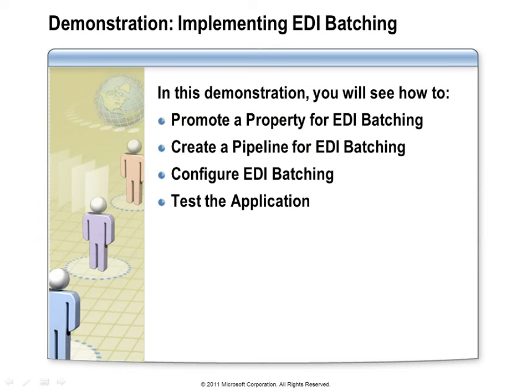In this demonstration, we'll take a look at promoting properties for EDI batching, so we can use that within our filter expression. We'll configure the EDI batching and set up our own pipeline with a batch marker component, and then we'll test the process to see if we can get messages coming in and being included in a batch and then released at the appropriate trigger.